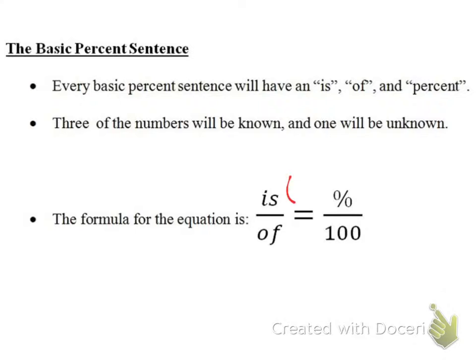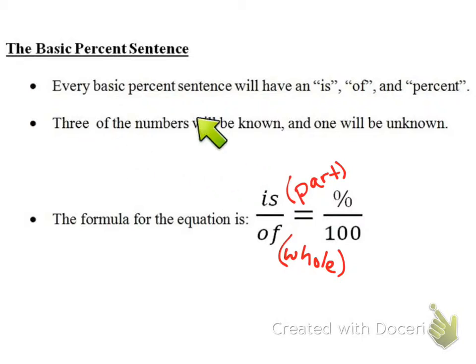So next to the is, I want you to put the part. Sometimes you won't see the word is. Sometimes you won't see the word of. So you'll need to decide which one's the part and which one's the whole. The part goes in your is spot. The whole goes in your of spot. Equals percent over 100. 100 is always locked in.